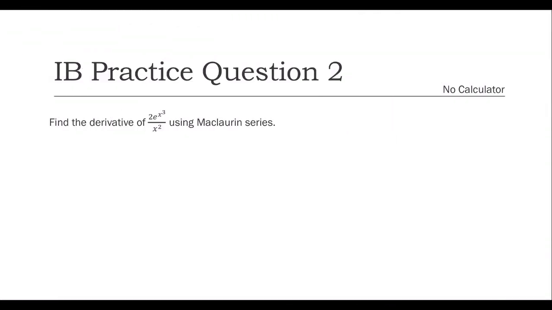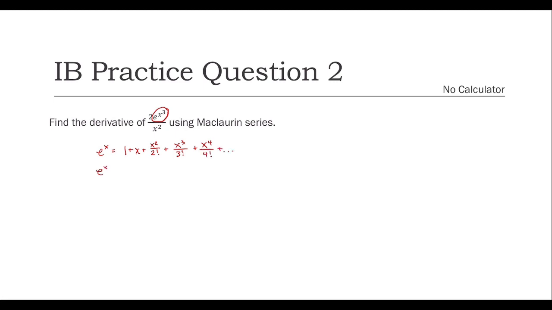So here we have our second IB practice question. It says find the derivative of 2e to the x cubed over x squared using Maclaurin series. So our complex function here is our e to the x cubed. So we'll try to write this using a Maclaurin series. So e to the x equals 1 plus x squared over 2 factorial plus x cubed over 3 factorial plus x to the 4th over 4 factorial, and so on.